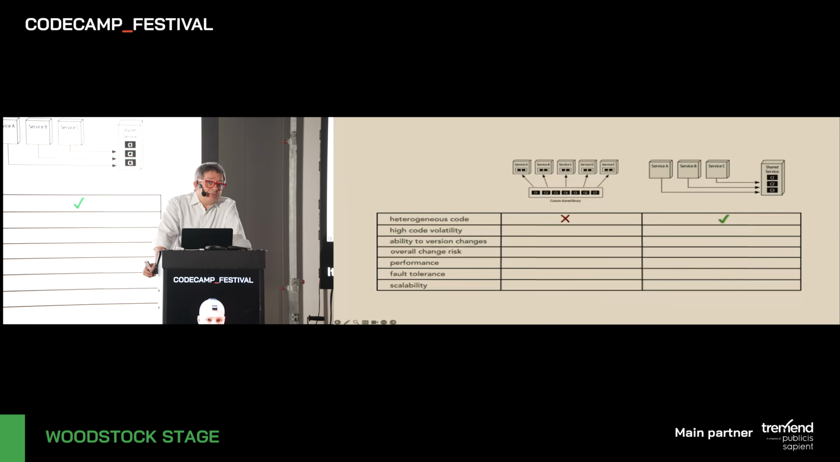I'm calling it at runtime, so it can be written in all kinds of stuff and still work perfectly fine. High code volatility is also tougher for the shared library, because now every time it changes, I have to recompile it into those services and then redeploy the services. Whereas for the shared service, as soon as it changes and redeploys, everybody that calls it gets the new version of it, and so volatility is much less of an impact on the shared service.